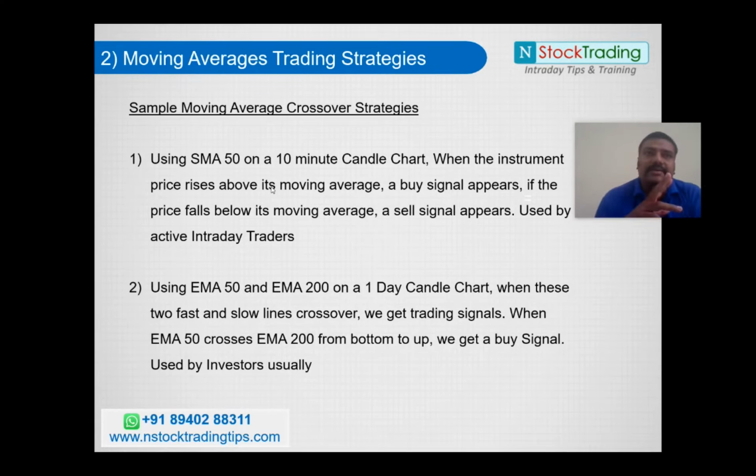Now, I showed you one more thing, which is for the long-term investors, which is like exponential moving average 50 and 200. It can be done on a one-day candle chart or a 1 week or whatever. Here also, whenever these two lines cross over, we get trading signals. Okay, please check out these by yourself. Change the time periods, and also, instead of 50, you try 25, you try 100. You can try different combinations. Okay, and also you check out the charts for 1 minute, 5 minutes, 10 minutes.